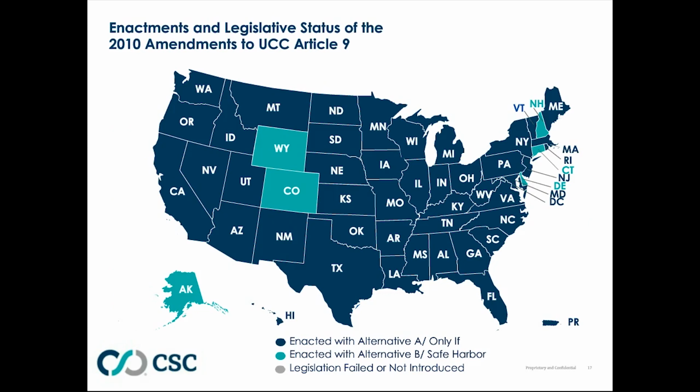Enactments and legislative status of the 2010 amendments to UCC Article 9. What we have here is a map of the United States. It's showing us which states have enacted alternative A, "only if," in the dark blue, and the states that have enacted alternative B, which is also the safe harbor, in the teal. As we can see here, the overwhelming majority of the states have enacted alternative A, "only if."